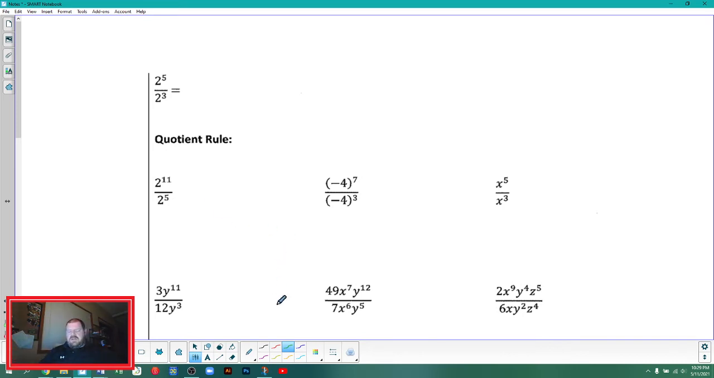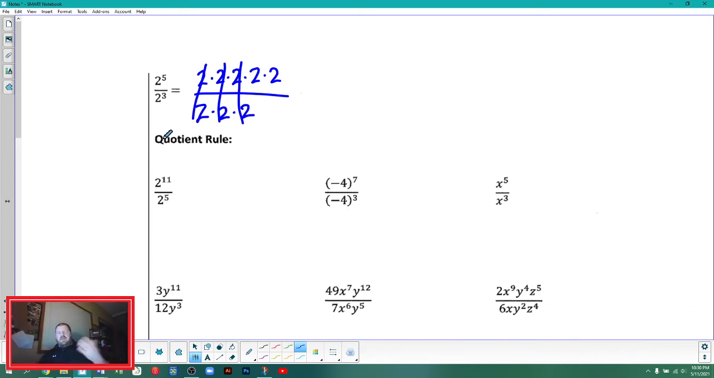In this one, I'm trying to deal with the quotient rule, and it came from this, where I had 2 times 2 times 2 times 2 over 2 times 2 times 2. And yesterday we ended up crossing out pairs on the top and bottom, and then writing what we were left with, where we said, okay, well, we've got 2 to the 2nd power. Now the question is, how do I use 5 and 3 to get this top 2? Well, there's one good way I can think of, and that's subtraction.